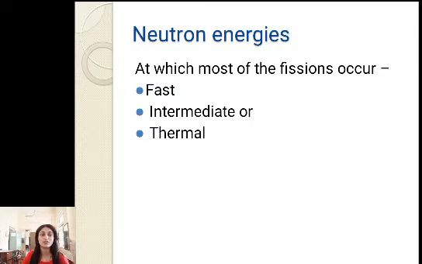Neutron energies. First we have to decide the neutron energies at which most of the fissions occur: fast, intermediate, or thermal. Uranium-238 can cause a fission reaction with the help of fast neutrons. But for uranium-235, the nuclear fission reaction takes place with thermal neutrons. So you have to decide whether you need fast, intermediate, or thermal neutrons.